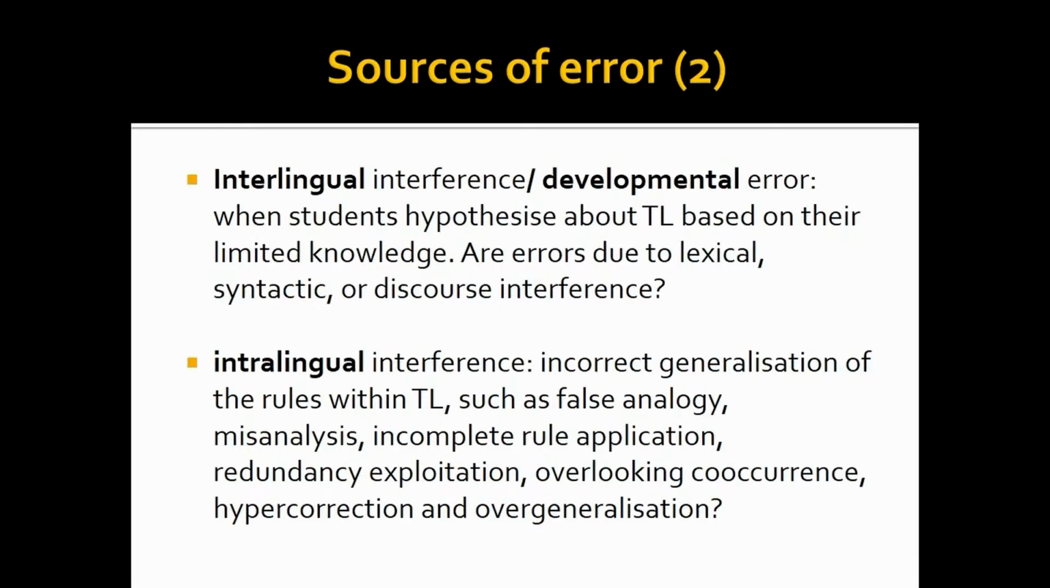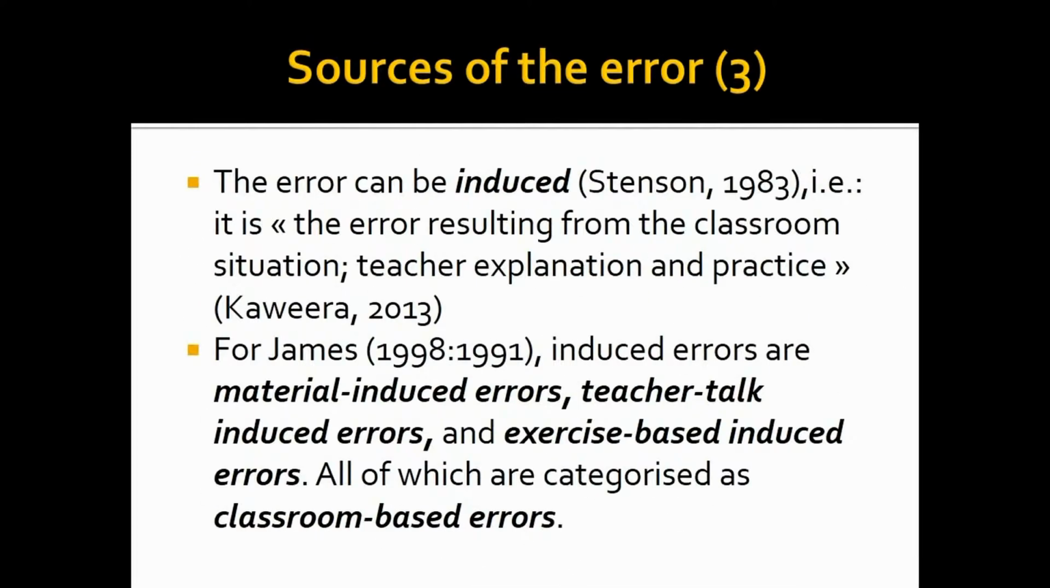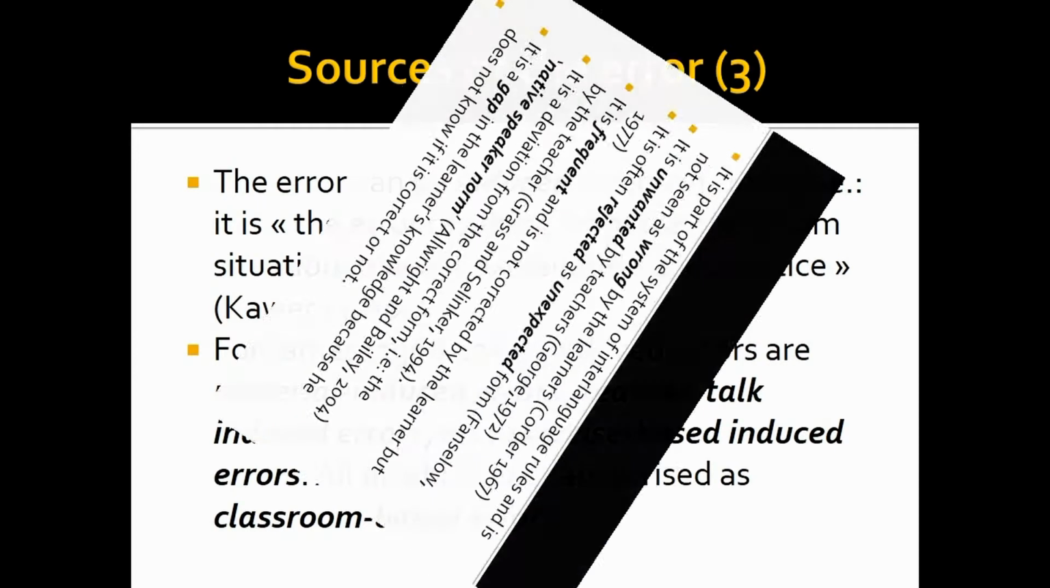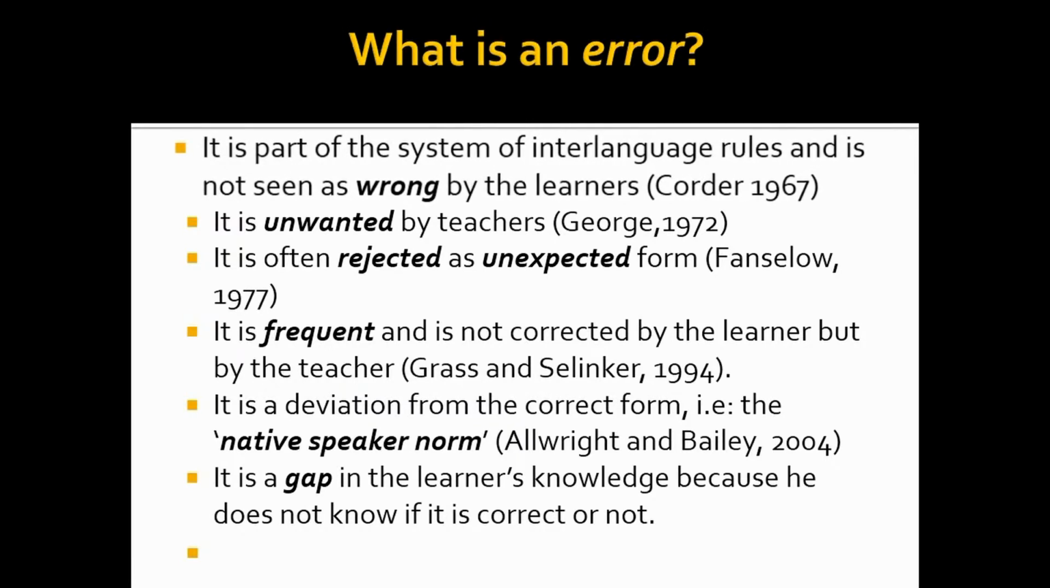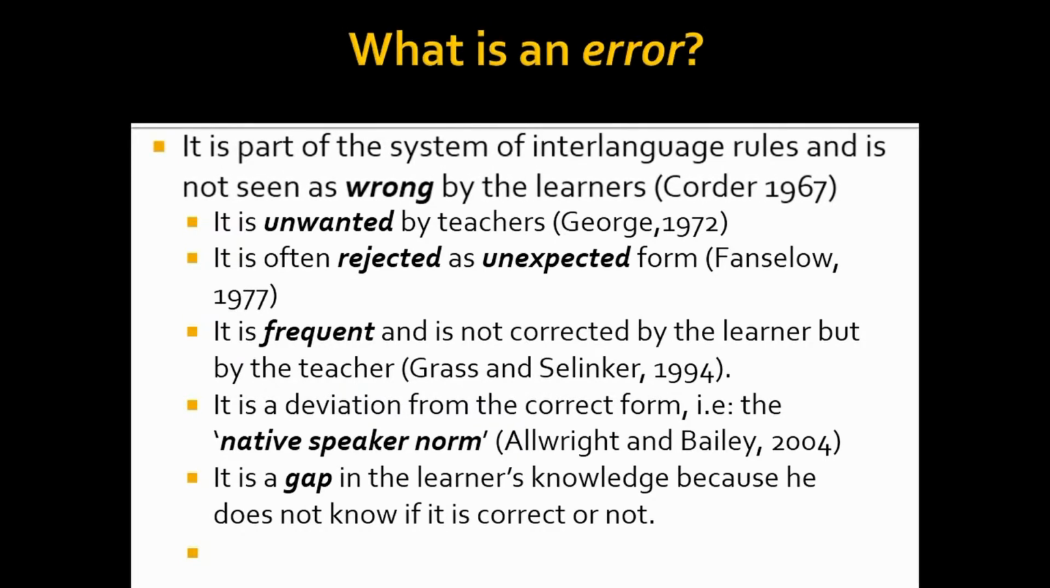To define an error, we can say that it is part of the system or language rules and is not seen as wrong by the learners. It is unwanted by teachers. It is often rejected as an unexpected form. It is frequent and is not corrected by the learner, but by the teacher. It is a deviation from the correct form, that is, the native speaker norm. It is a gap in the learner's knowledge because he doesn't know if it is correct or not.